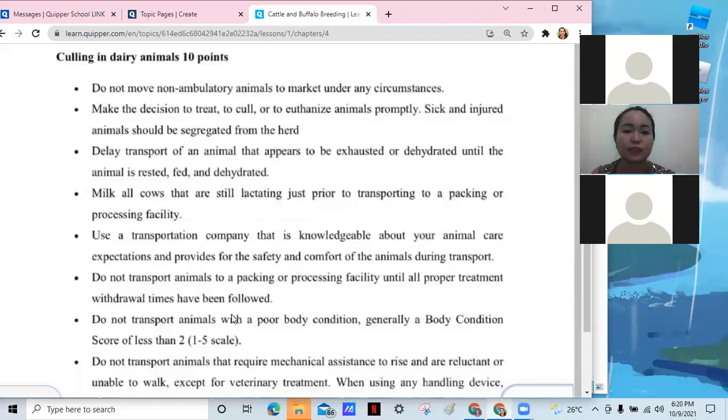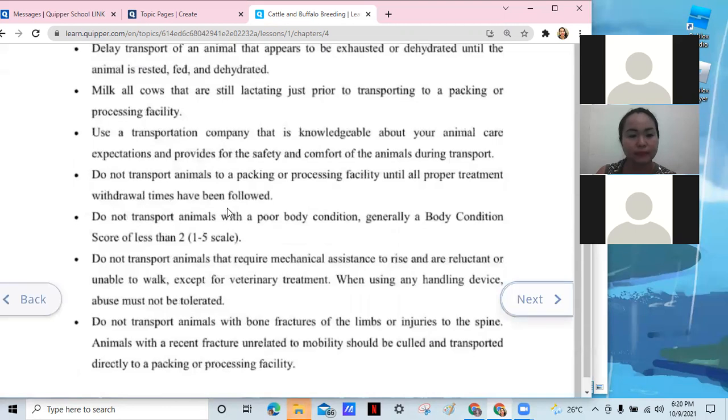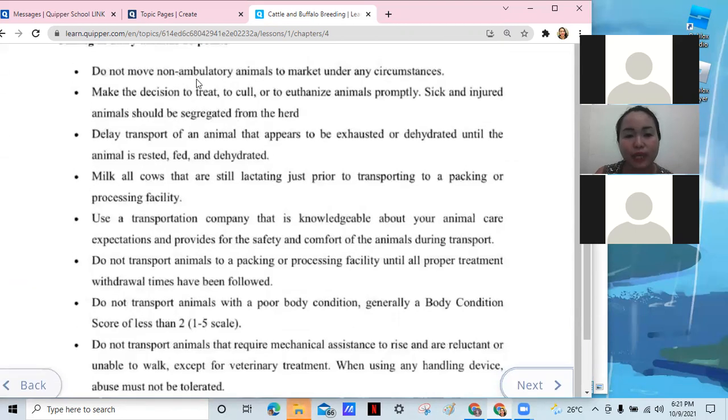So there are actually points in culling dairy animals. So 10 points, we have: do not move non-ambulatory animals to market under any circumstances.